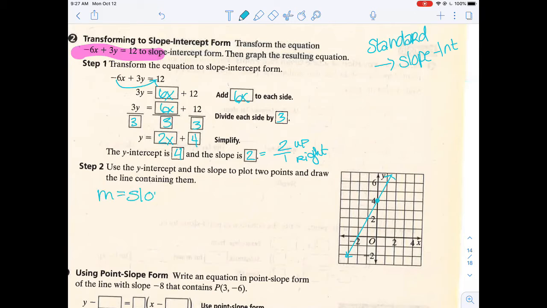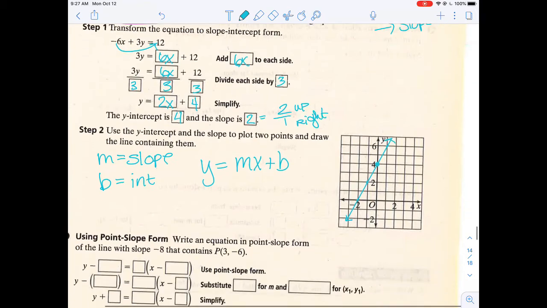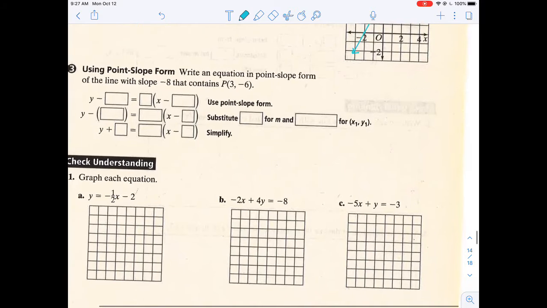Remember, m is the slope. b is always the y-intercept. And we were trying to get it in the form y equals mx plus b. That's how we figured out what the y-intercept and the slope were.